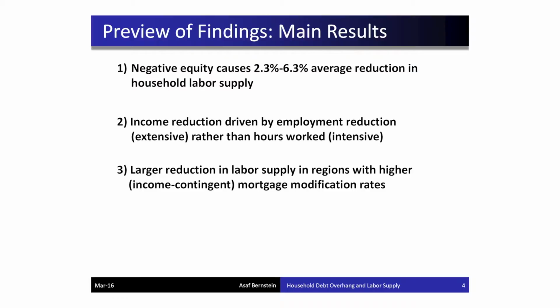I find that this instrumented negative home equity is associated with a 2 to 6% decline in household labor supply. It looks like it's coming along the extensive rather than intensive margin. That is to say, they basically don't take a job as soon if they're unemployed, rather than coming via hours worked. And it looks like it's more prevalent in regions where there's more of these income contingent renegotiations or mortgage modification programs, consistent with it coming via that channel.